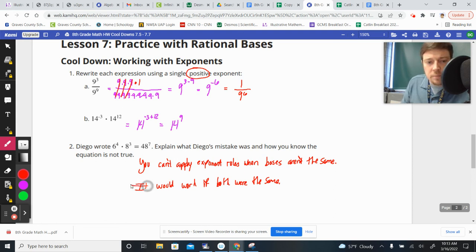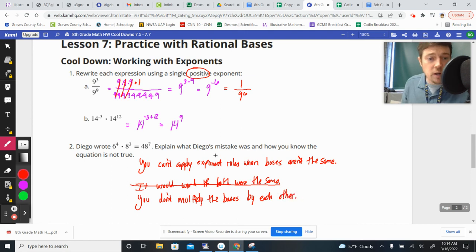And let's change that to: you don't multiply the bases by each other. So there's like 2 mistakes he made, really. He tried to apply a rule for something that couldn't be applied to, and he even applied the rule wrong by trying to multiply the bases and get 48. So we know that it's not going to work out for him. So there's like 2 reasons why that's wrong, and it's not true.